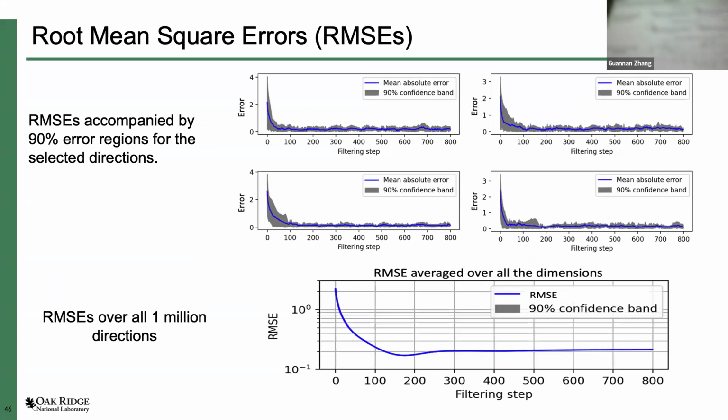And here are the RMSE for some randomly selected dimensions, 1D, and here are the RMSE for the overall. The reason why we show the path is that people usually don't know what an RMSE means. Okay, I have 0.1 RMSE, but people don't know how accurate that is. And we want to say that getting 0.1 RMSE is pretty good for tracking high dimensional dynamical systems.